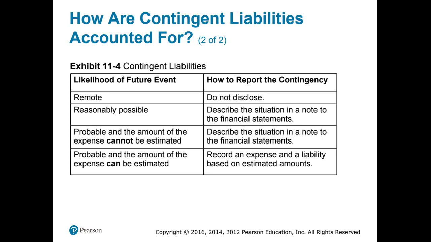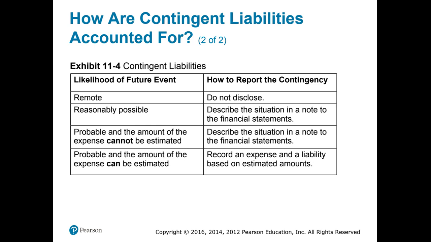If it's probable, meaning that it's more than likely going to happen, we're going to describe it in a note to the financial statements. And this is if it's probable and we can't estimate the amount. So if it's reasonably possible, or if it's probable but we cannot estimate the amount, therefore we have no number, then we're going to describe it in a note on our financial statements.